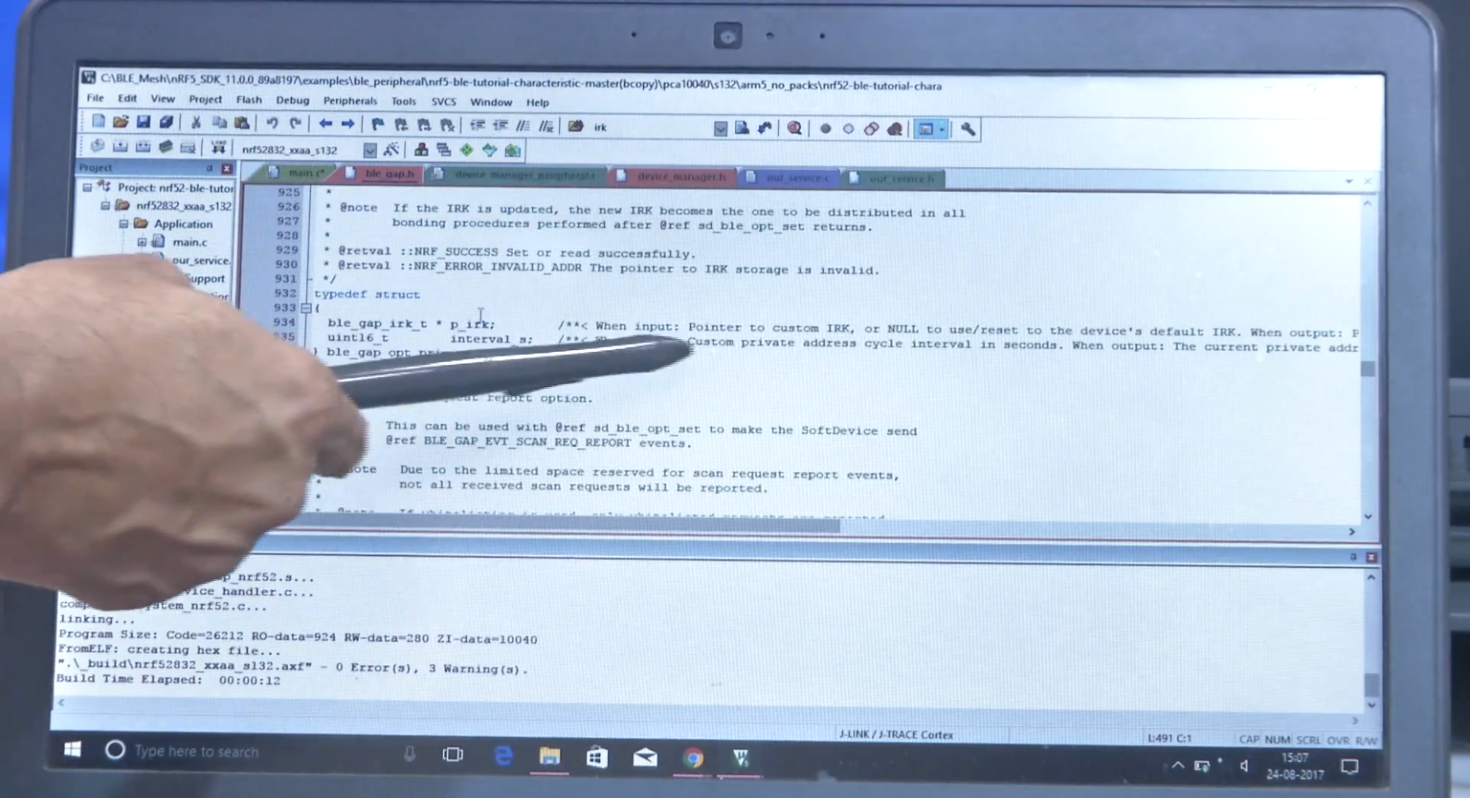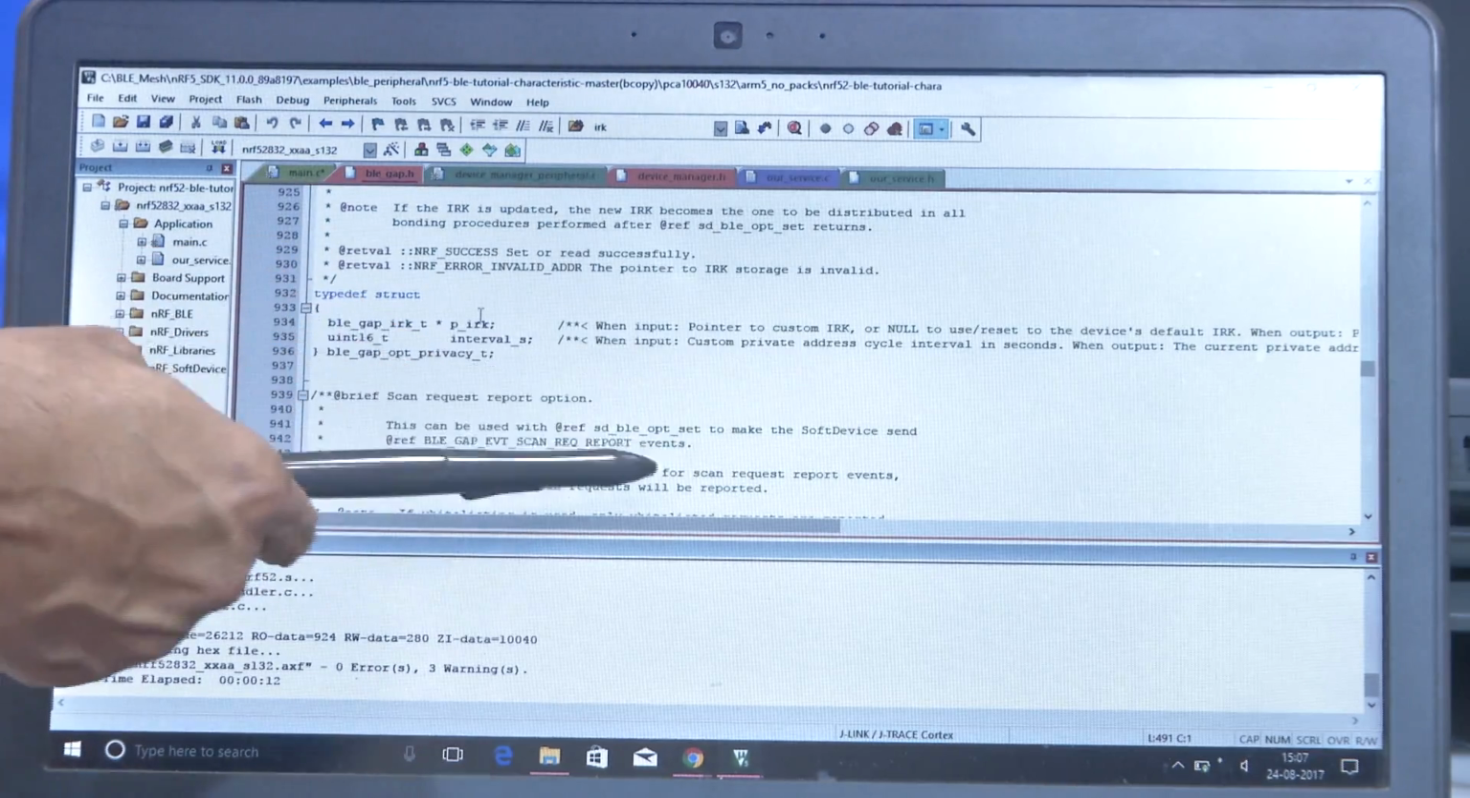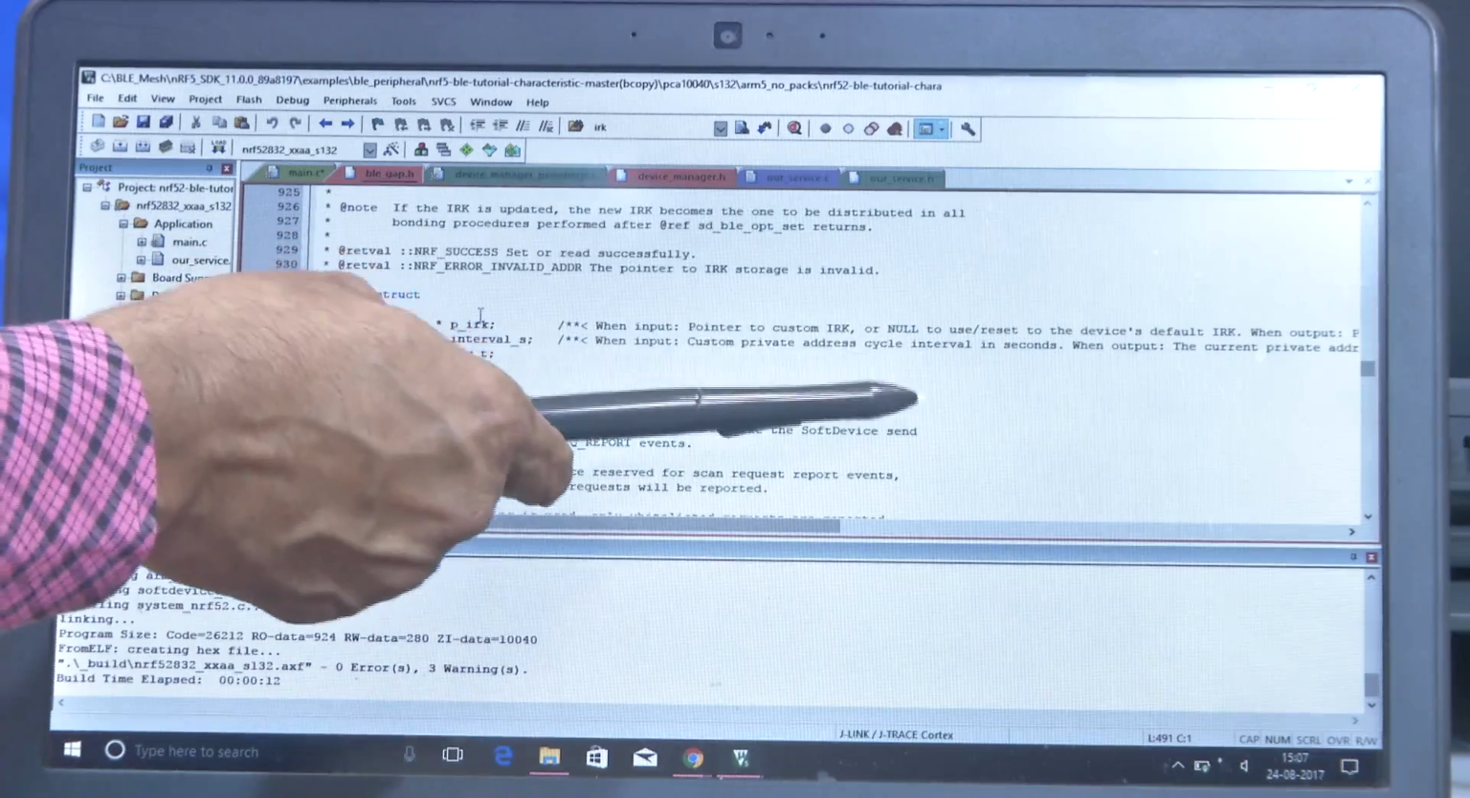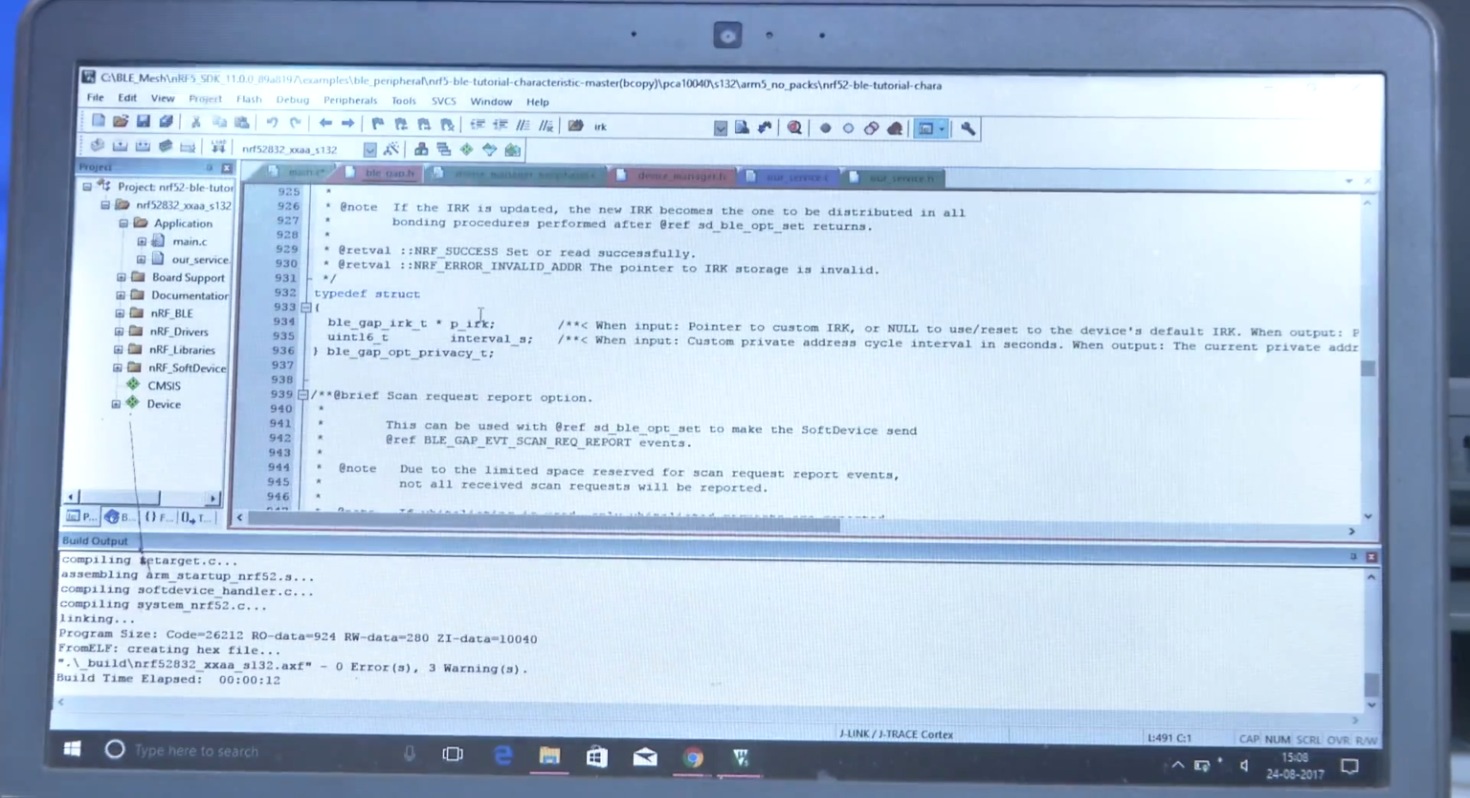It says the custom private address cycle interval is mentioned in seconds, and you can actually change it up to whatever maximum interval, which we said is 11.5 hours.